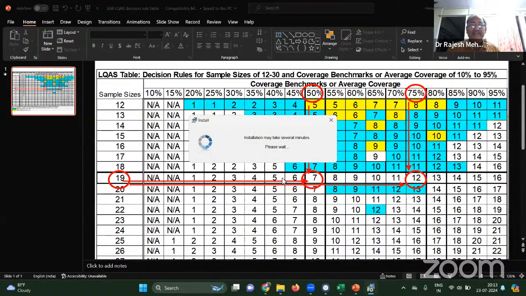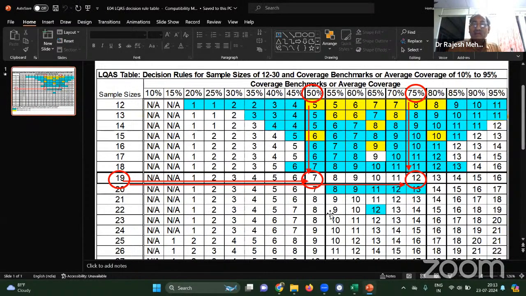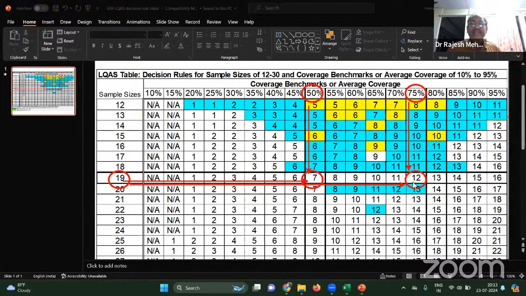This is what it means. And out of 19, if 12 say that we have adequate water supply and 7 are not having adequate water supply, so the answer is 75%: 75% or more coverage is not there. Here, 50% or more coverage was not there. Here, 75% or more coverage was not there.